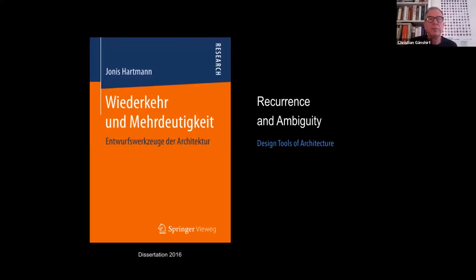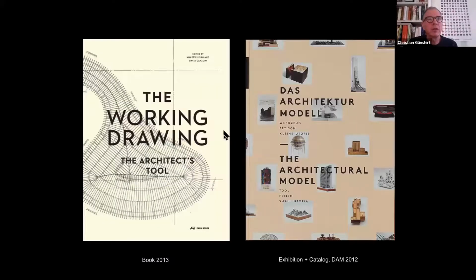So this is the book I was already mentioning, The Walking Drawing, an Architect's Tool. It's quite a big book, quite impressive to look at. And the same counts for this one: The architect's model as a tool, but also a fetish and a small utopia. This was a big exhibition in the German Architecture Museum in Frankfurt a couple of years ago, and the catalog is really so interesting, so beautiful.